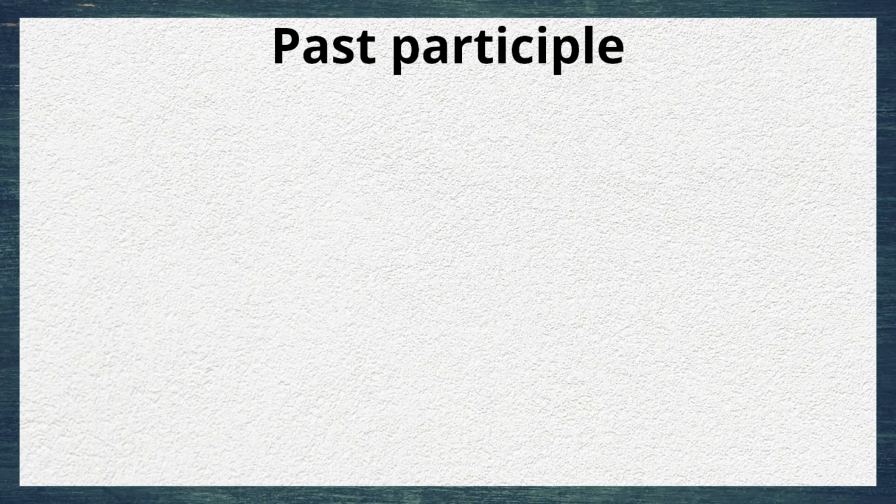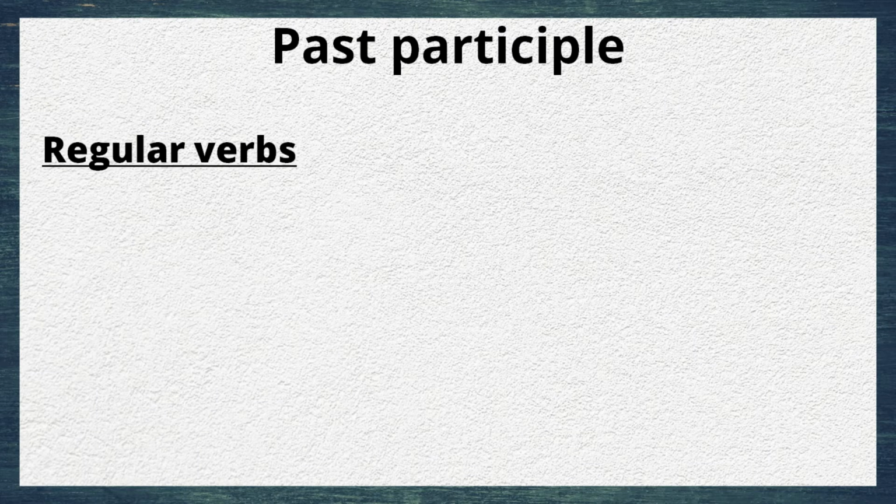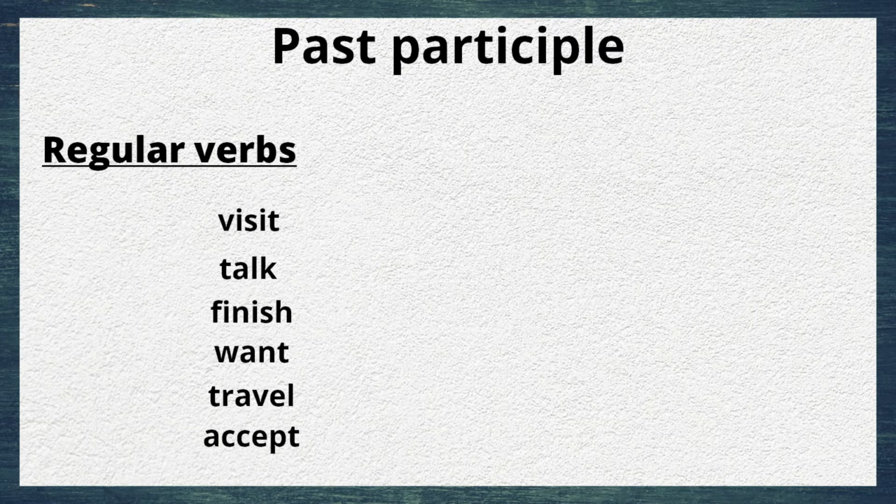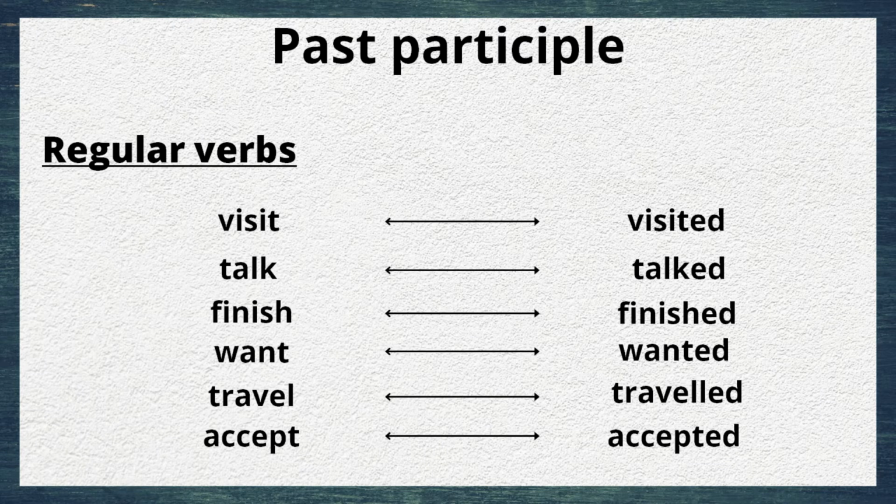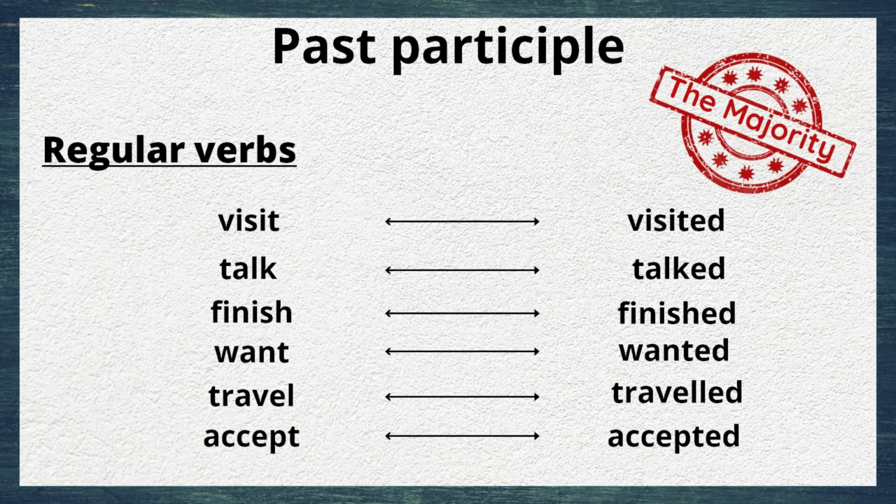Now, for the past participle, as you know, we have regular and irregular verbs. For regular verbs, we will give some examples like visit, talk, finish, want, travel, and accept. We add just ed to all of them. And the good news is that the majority of verbs are regular. We just add ed to them. But be careful with the pronunciation. For example, the verb to visit, we pronounce it as visited. But for talk, we don't say talk-ed, we say talked, like a t sound at the end.